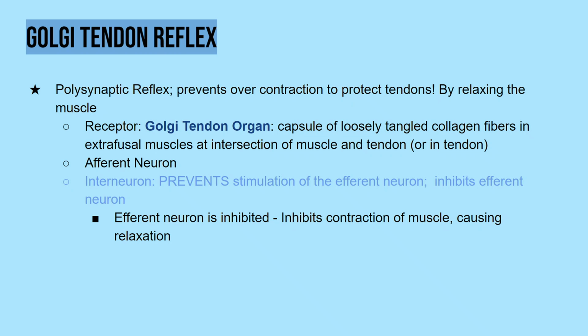Here, the receptors are in tendons. And the interneuron is going to prevent stimulation of the efferent neuron. So it inhibits the efferent neuron, which allows the muscle to relax. You can contrast this with the patellar stretch because there the afferent neuron stimulated the efferent neuron, which stimulated contraction. Now we're inhibiting the efferent neuron and causing relaxation.